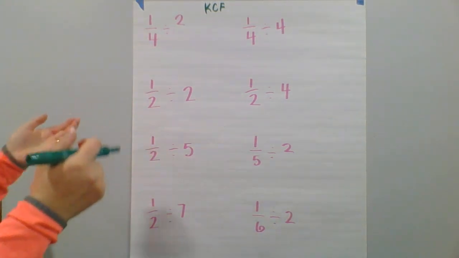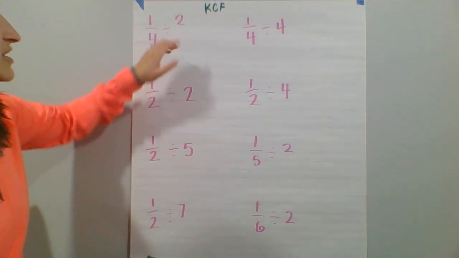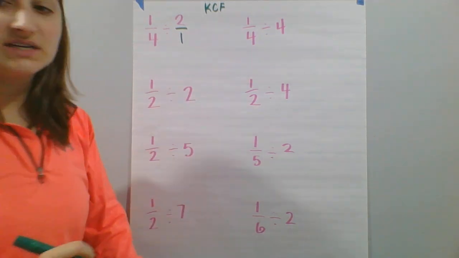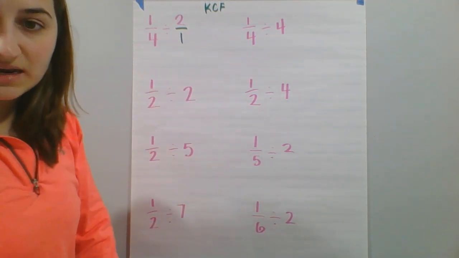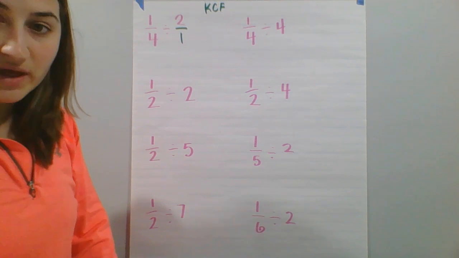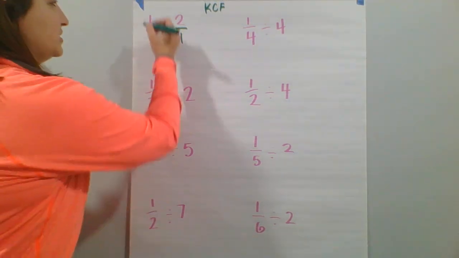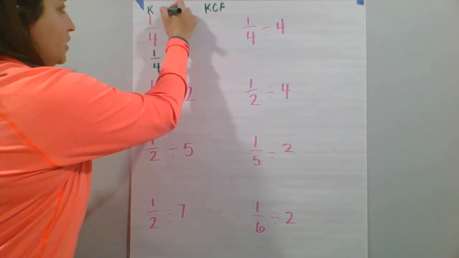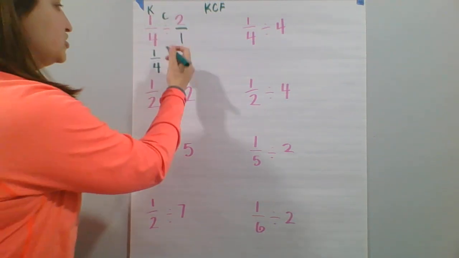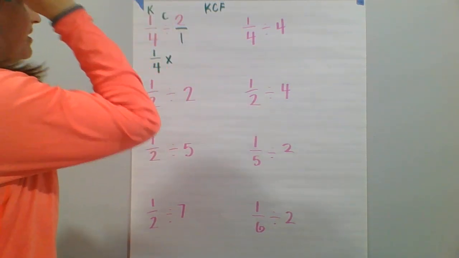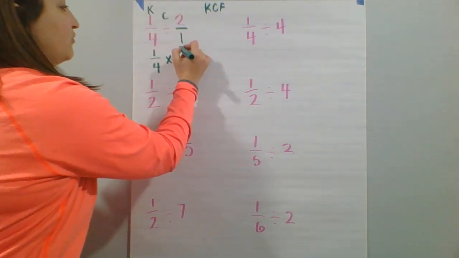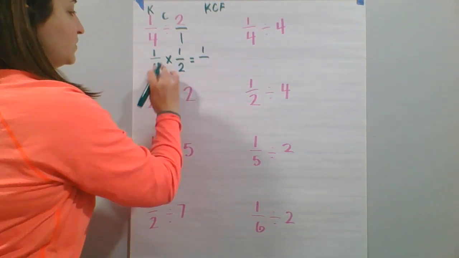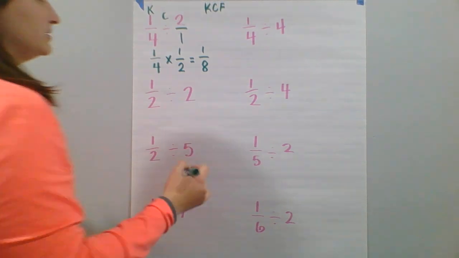The first thing that we always want to make sure of is that we are taking our whole number and putting it over 1 so that it's easier to look at and it becomes a fraction that we can work with. So we keep that first fraction, which is 1/4. We change that division to become multiplication, and then we flip 2/1 to become 1/2. 1 times 1 is 1, 4 times 2 is 8.